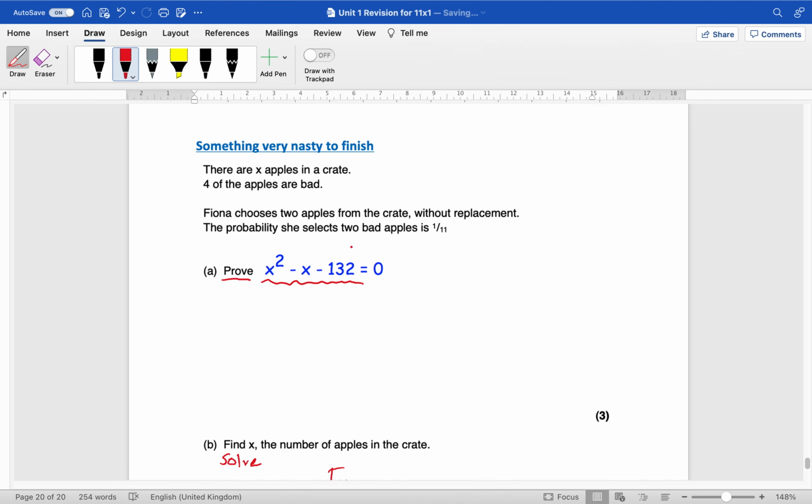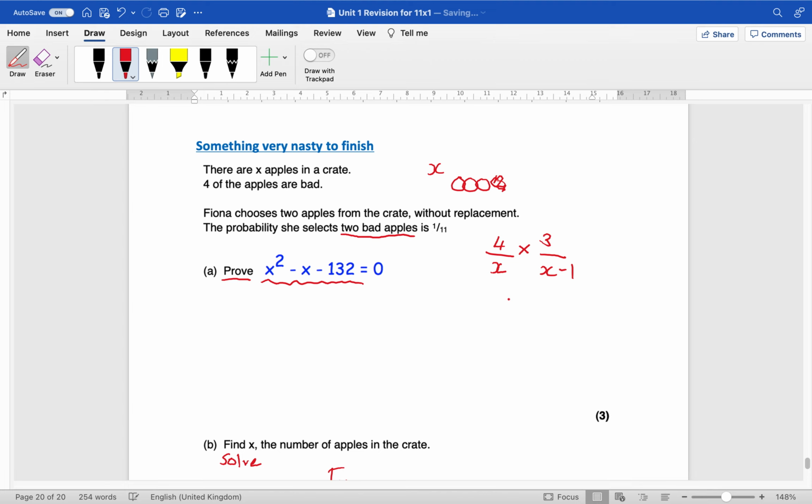And it might be difficult, part A, like this one is really, really hard, okay? It's linked. I've never seen anything like this, mind. There are x apples in a crate, and 4 of them are bad. 1, 2, 3, 4, okay? Fiona chooses 2 apples without replacement, so this kind of thing says it's a probability question. What is the probability that she gets 2 bad apples? Well, initially there are 4 bad apples out of x apples in the bag, followed by another bad. There's now only 3 bad apples left, but there's not x left in the bag anymore. There's x, take away 1.